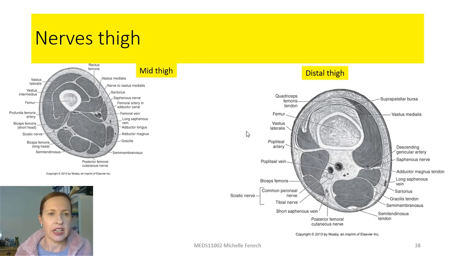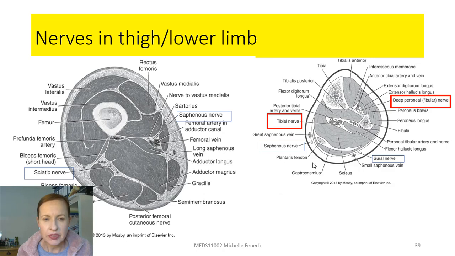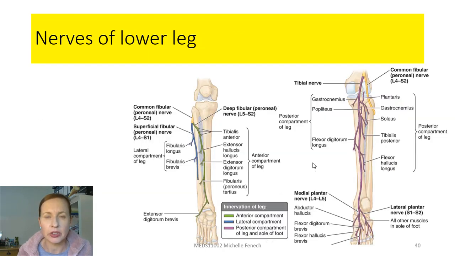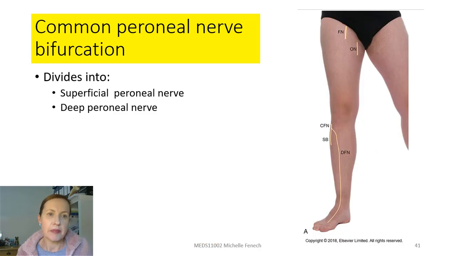The nerves in the thigh, really we have a very piddly little nerve that runs with those femoral vessels, and it's a saphenous nerve. It's not so important. The main big nerve in your thigh is your sciatic nerve. And then your tibial nerve and your common peroneal nerve in your lower leg. They're the main ones that you need to know.